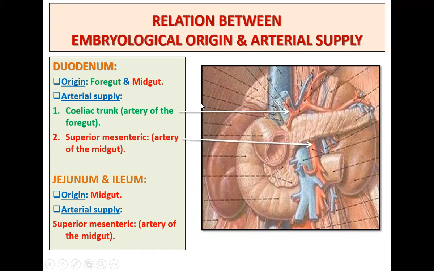So here they have shown you the celiac trunk. This is the aorta deep inside. So this is the artery coming from the aorta. This is the celiac trunk, which is the artery of the foregut, and this is the superior mesenteric artery, which is the artery of the midgut. Both are supplying branches to the duodenum.